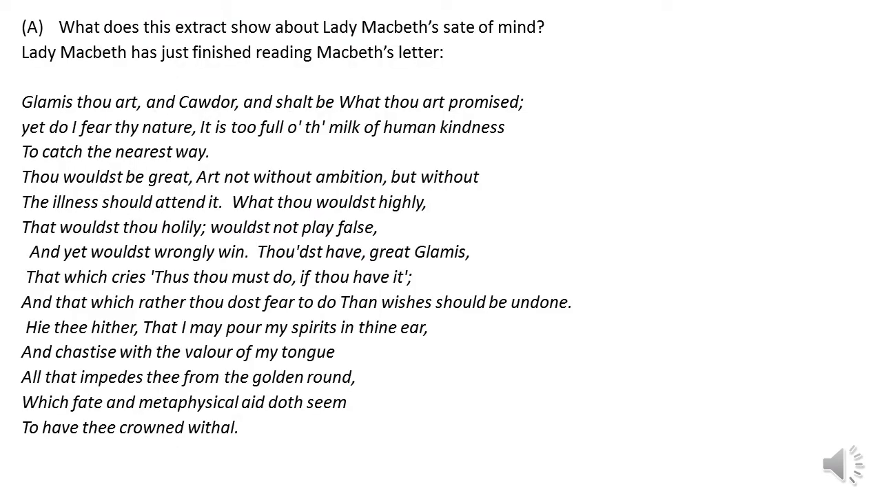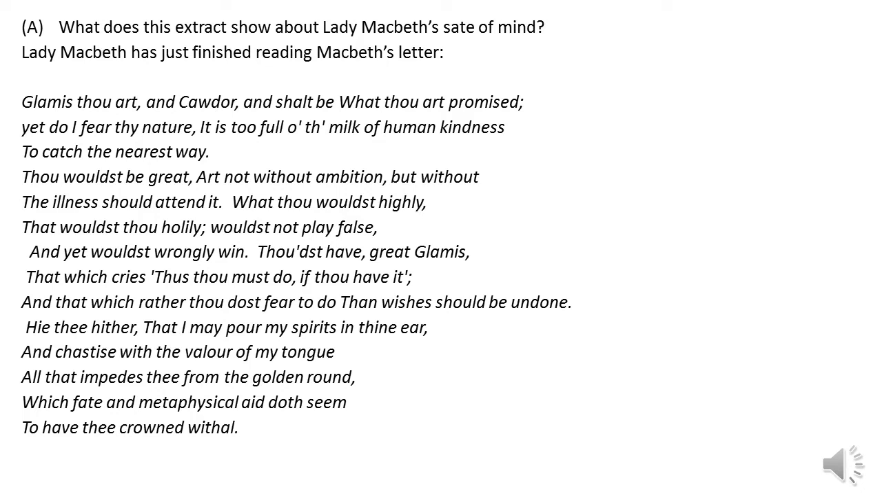Okay, so what does this extract show about Lady Macbeth's state of mind? Lady Macbeth had just finished reading Macbeth's letter. "Glamis thou art, and Cawdor thou shalt be what thou art promised. Yet do I fear thy nature, it is too full of the milk of human kindness to catch the nearest way." So the witches have told Macbeth that he will be Thane of Cawdor, and it's come true. They told him he will be king, and she says, you shall be what thou art promised.